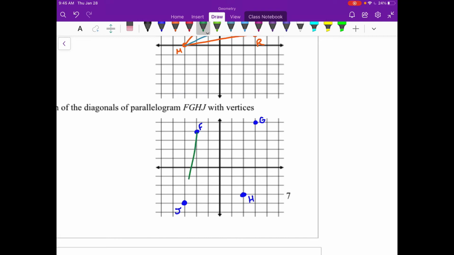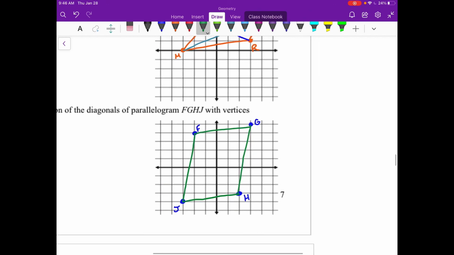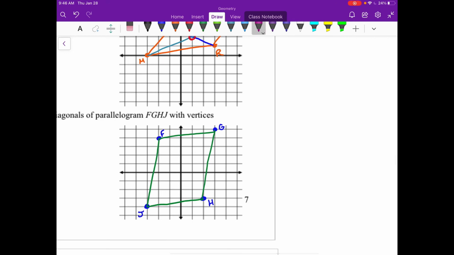So this is a big parallelogram. Let me connect those dots. Okay, there's my parallelogram. So I need to plot the diagonals so I can see those. Again, they will be connecting those opposite angles. So that's pretty good. And I'm going to go down the other way, connect F and H.